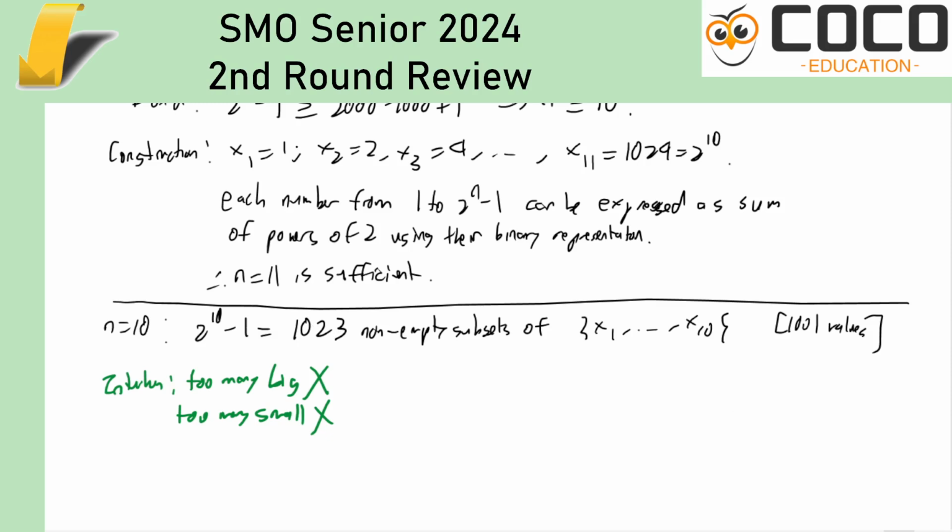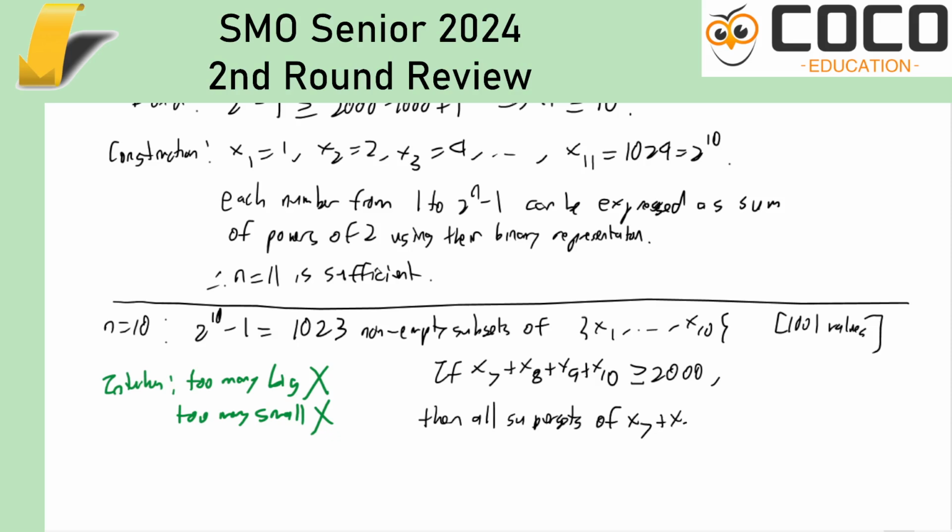And so I can just use some rough bound. Let's say that if my last, let's use 4 numbers. Why 4 numbers? Because you'll see in a moment it just fits well. If the last 4 numbers add up to more than 2000, then all the supersets of these 4 things have too big a sum.